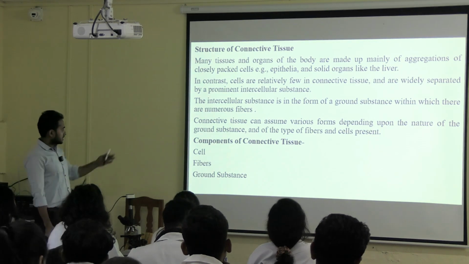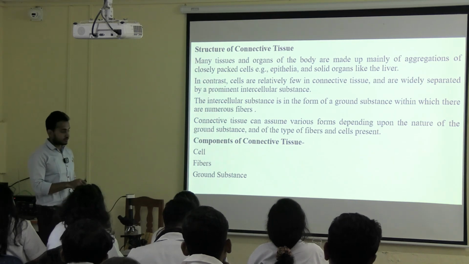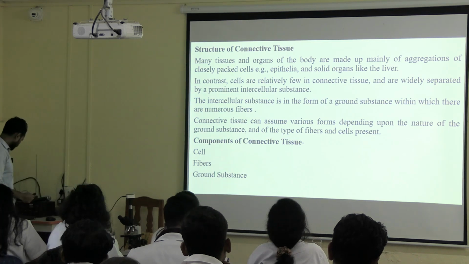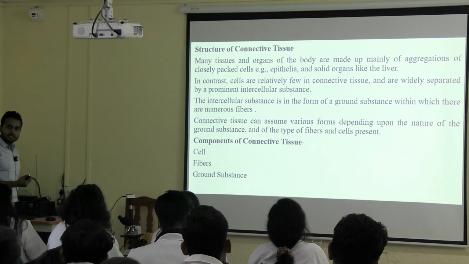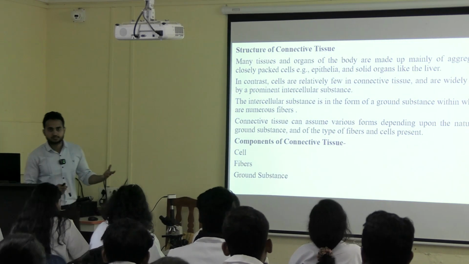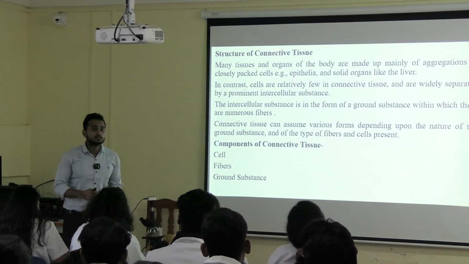Next, three components are there: cells, fibers, and ground substance. So first we'll start with the cells. What are the different types of cells present? Now, do you have any idea which type of cells will be there? Any guess? You want to guess which type of cells will be there?